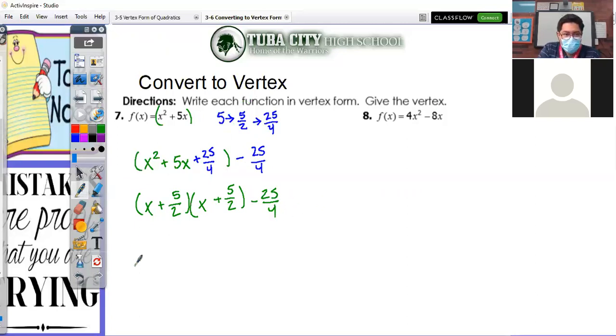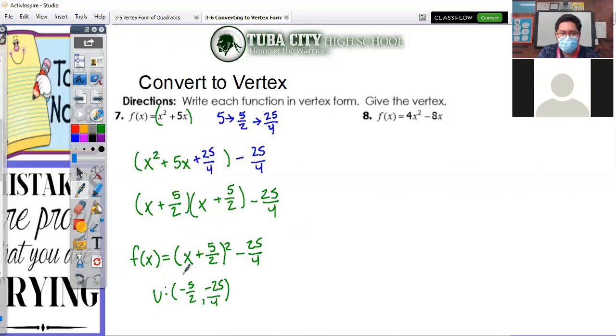And then put it into function notation. So f of x equals, and then take one of these because they're both the exact same set of binomials. And then we're going to put a square in there over 25/4. And there we go. So we got it again. No problem, pretty much. Now we just got to name the vertex. So vertex is -5/2, -25/4. And again, don't forget to make this a negative.